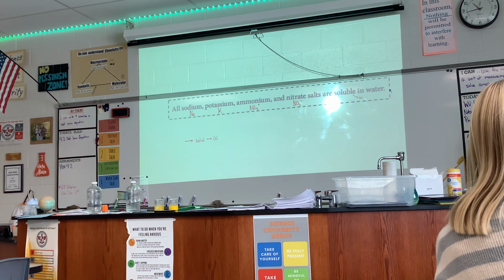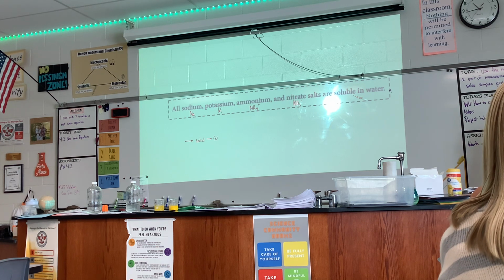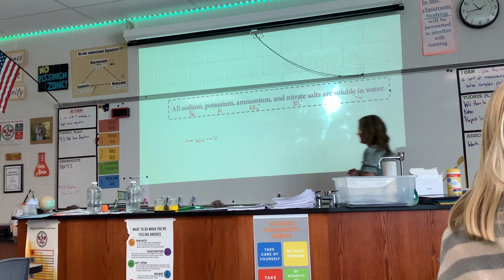Because otherwise, if you do a reaction and both of the things are aqueous, have you done a reaction? No. Right, so it's really pointless to do it if they both end up being aqueous.